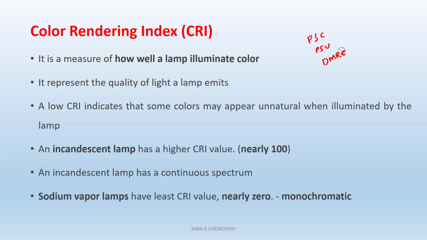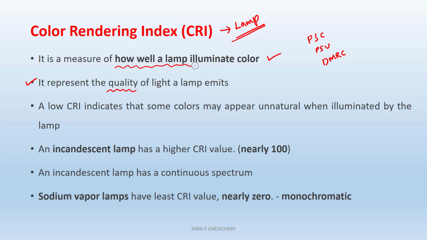Shall we start? First of all, we can start with the definition itself, because in so many exams they are asking the definition. The color rendering index is the measure of how well a lamp illuminates a color. It is an index of a lamp and it denotes how well a lamp can illuminate a color. And also it represents the quality of the light a lamp emits. Please underline these words, okay?